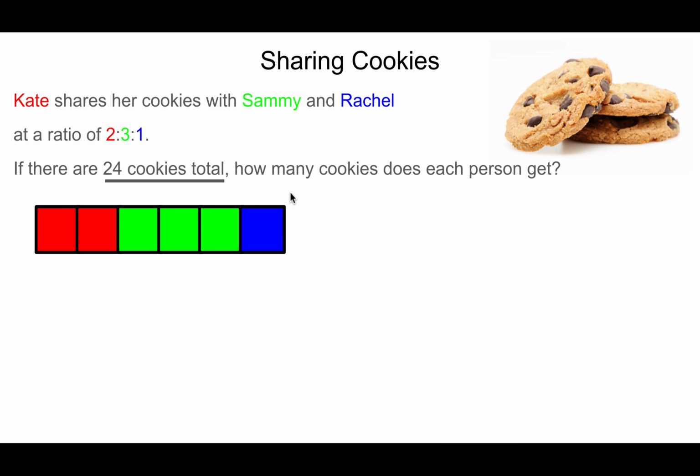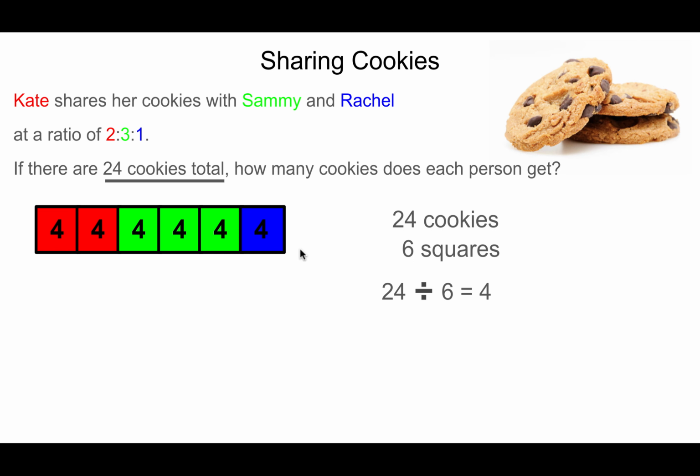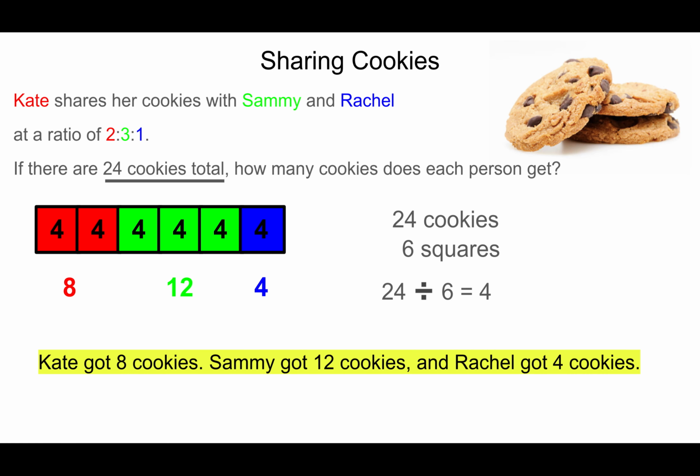We know that there are 24 cookies in all, and I see here that I have 6 squares. So the quotient of 24 and 6 is 4. Therefore, each square represents 4. So 8 for Kate, 12 for Sammy, and 4 for Rachel. So Kate got 8 cookies, Sammy got 12, and Rachel only got 4 cookies.